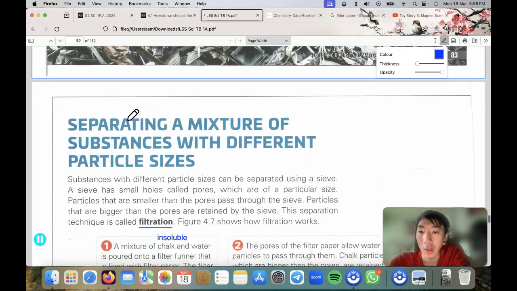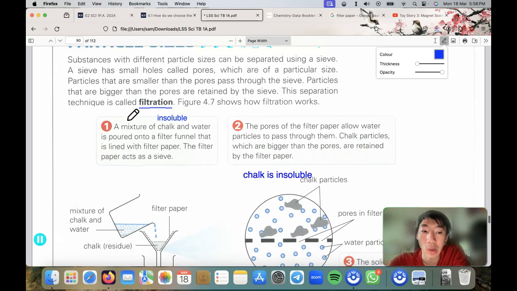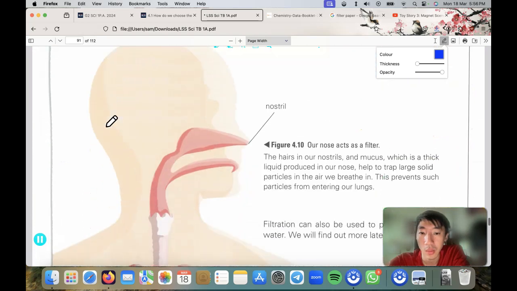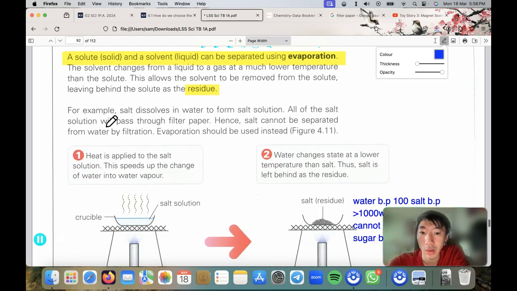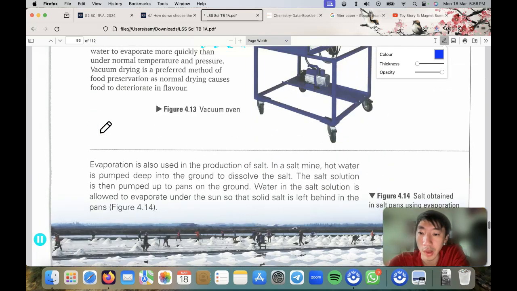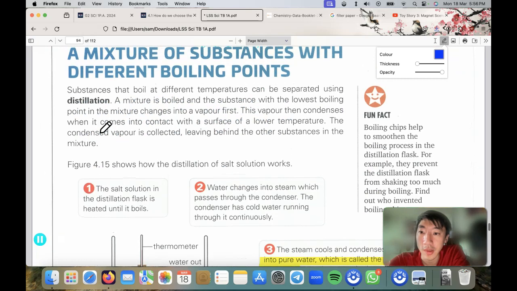Okay, number 2, we learn about filtration. What is filtration for? Filtration is a process of separating substances of different particle sizes. Highlight this also. Then we learn about evaporation. What is evaporation for? Evaporation is the process used to obtain a dissolved solid from a liquid solvent. Highlight this also. Then we learn about number 4, distillation.